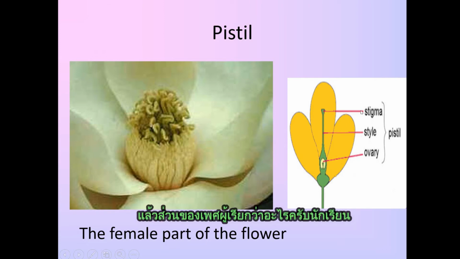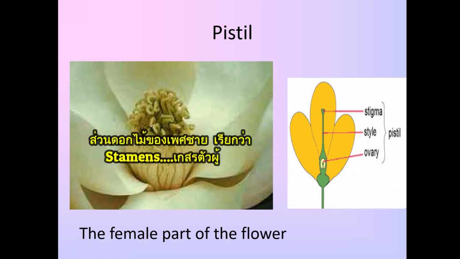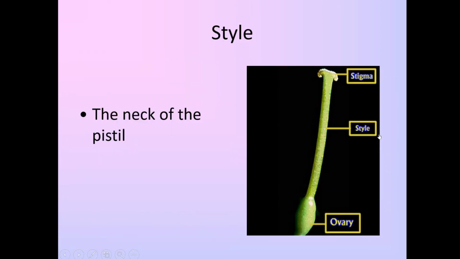Okay, what is the male part of the flower? The male part of the flower is called the stamen. And the female part of the flower is called the pistil. In the pistil we have the style.